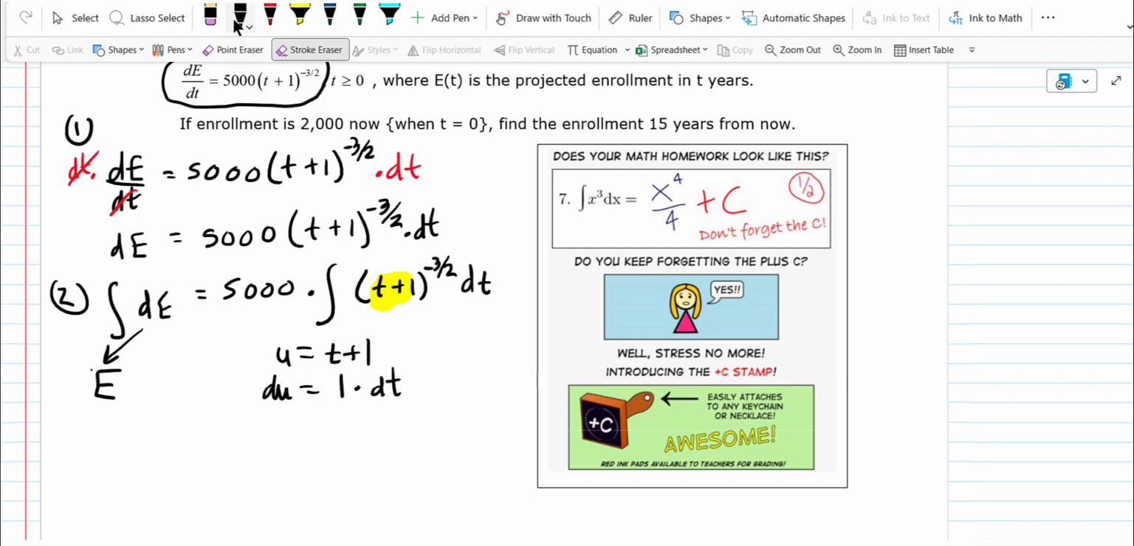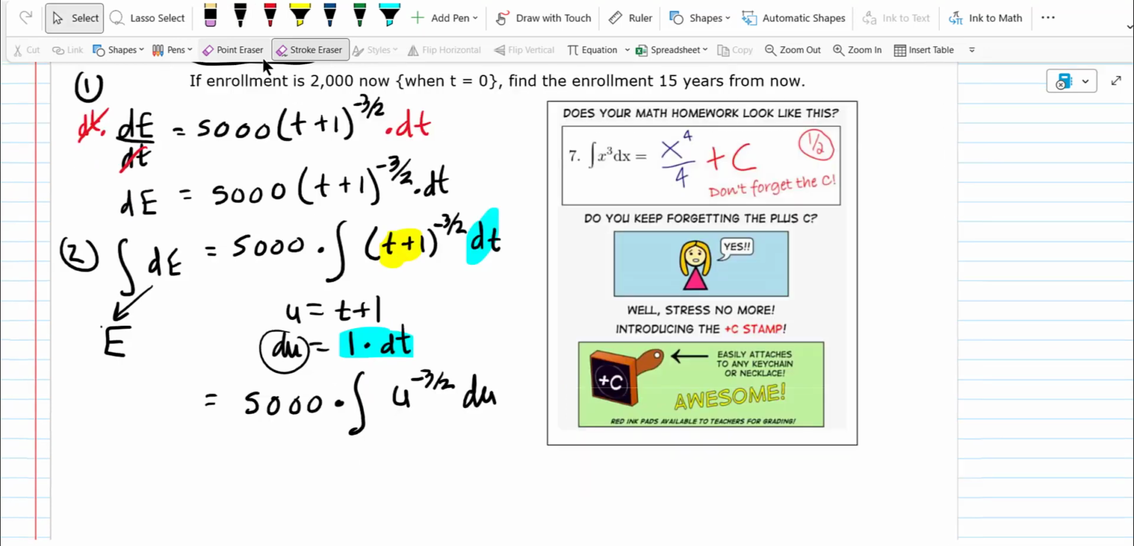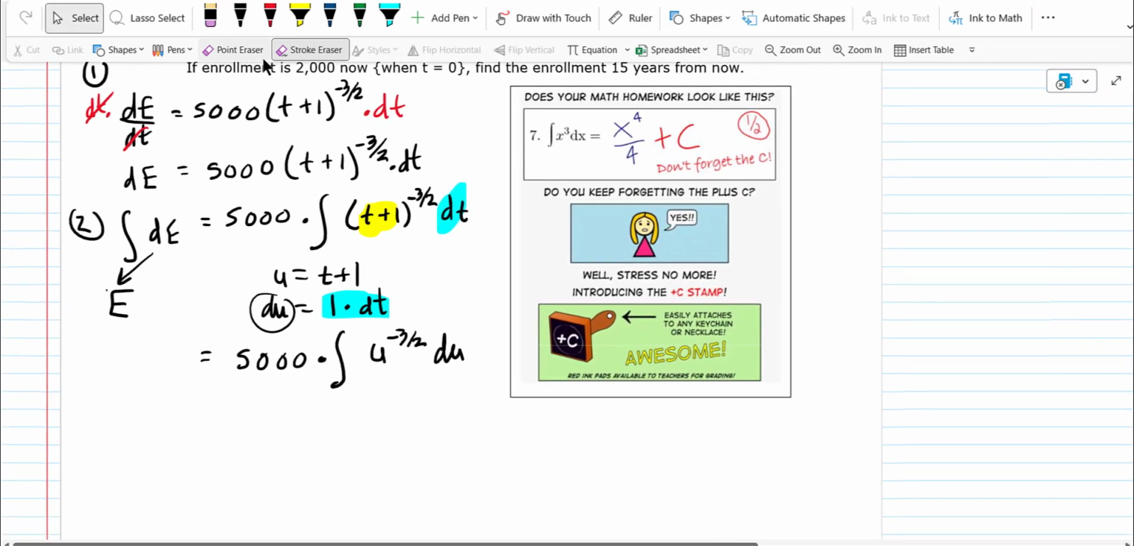Now, the nice thing about this problem is this: does this match what's left? Yeah, it does. So you don't have to do that thing I just taught you. Sometimes they match, sometimes they don't. This one matches, so now all you've got to do is get everything plugged in. So you have 5,000 and the integral of u to the negative 3 halves, and then dt is du, because du just turned out to be dt. So we've got that put together now. Does that make sense so far?